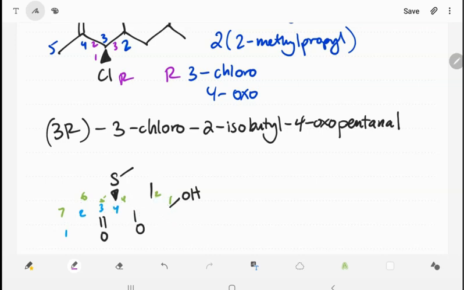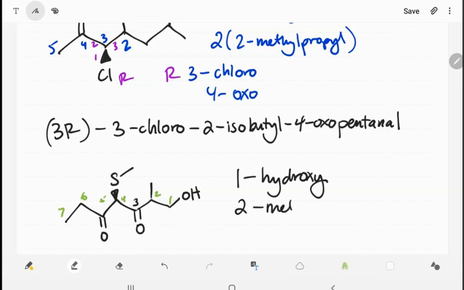Oh, let's undo that. All right, let's see. Okay, we're going to use our green numbers. So let's see what we've got on all of these. On carbon 1, we have a hydroxy. Remember that alcohols are called hydroxy groups when they're substituents.